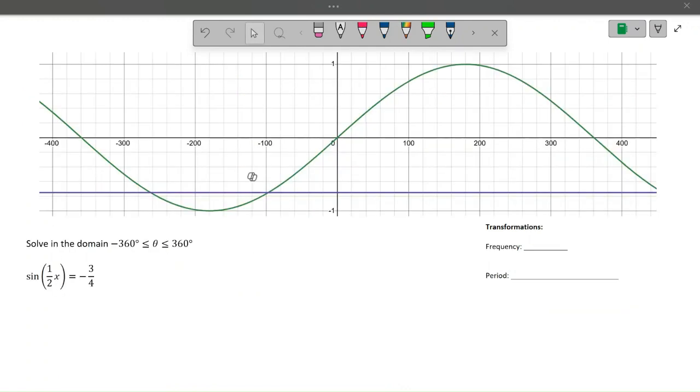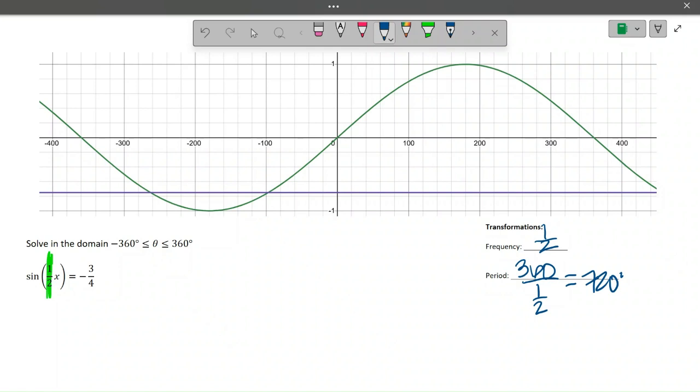Problem is sine of half x equals negative 3/4. So let's go ahead and start by finding our frequency, which I'm going to highlight in green. So our frequency is half. And then we'll calculate the period of our function here. So we do that by saying 360 divided by half. And that gives us a period of 720 degrees. That means it takes 720 degrees for a complete sine wave to occur.